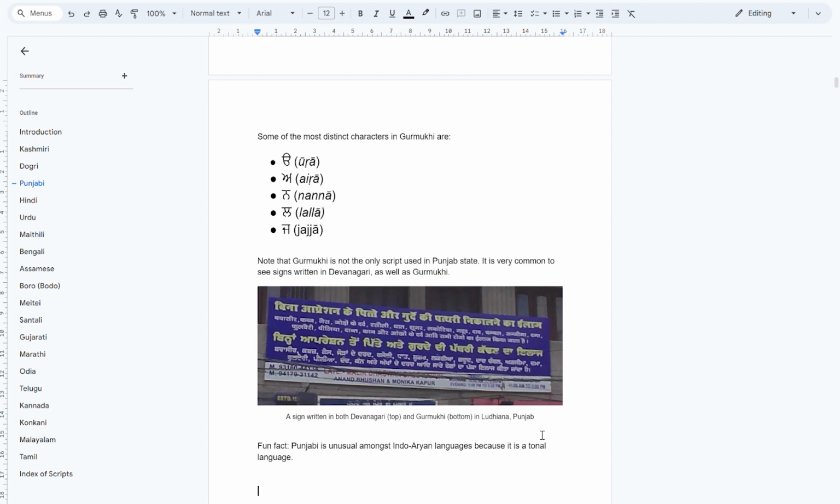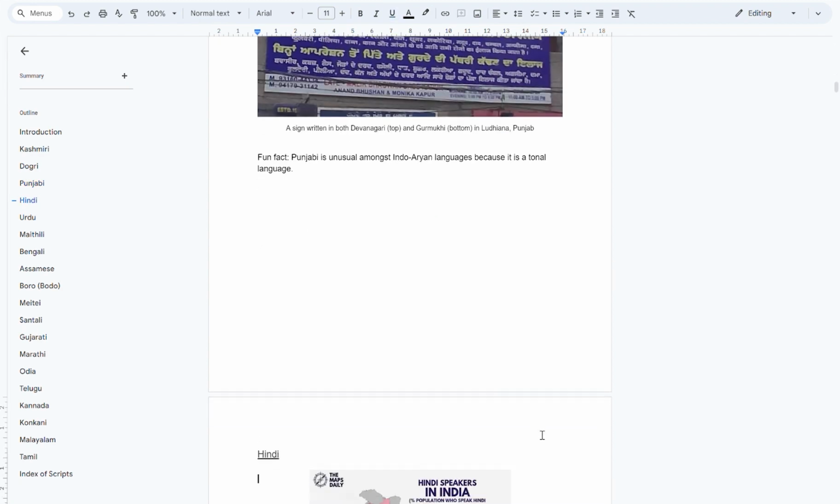Punjabi, interestingly enough, is unusual amongst Indo-Aryan languages, which are most of the languages up in the north of India. It's a tonal language, similar to, say, Mandarin Chinese. Punjabi is a tonal language that's actually quite rare among Indo-Aryan languages.